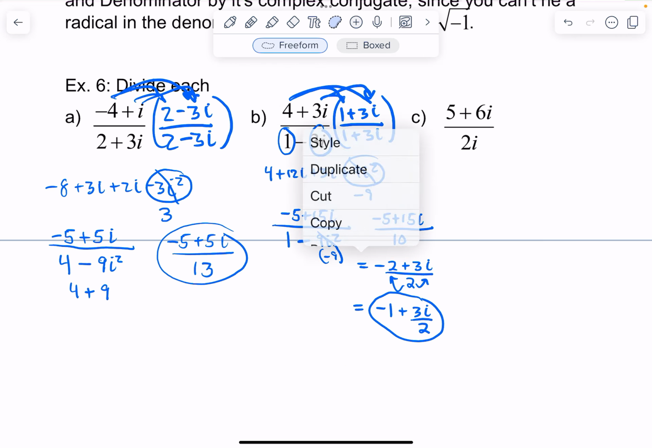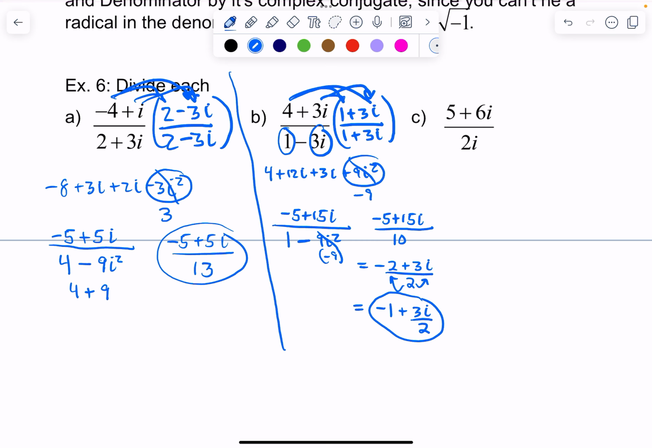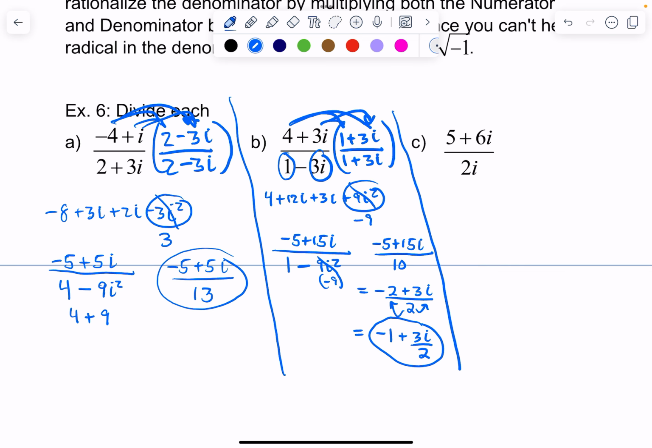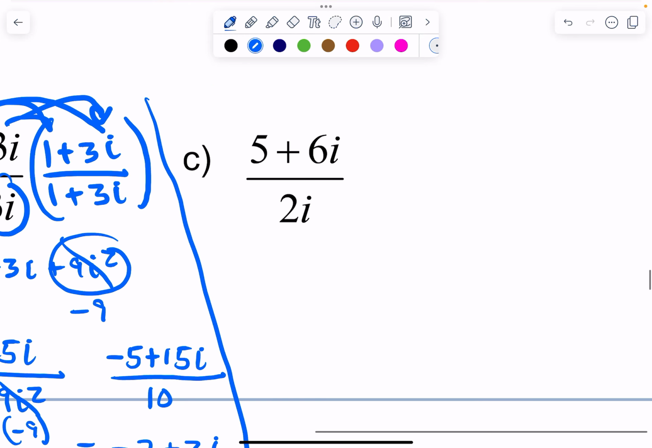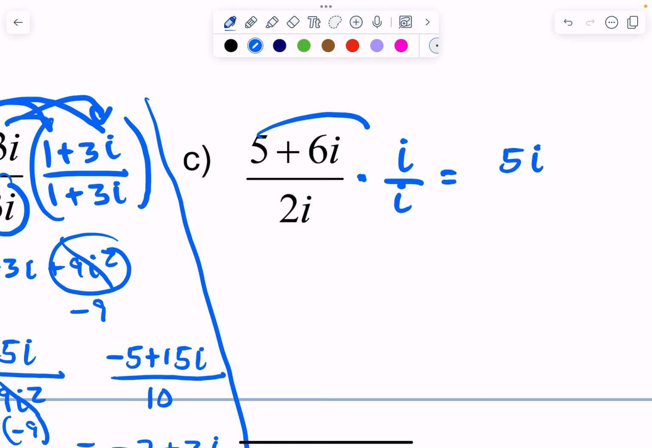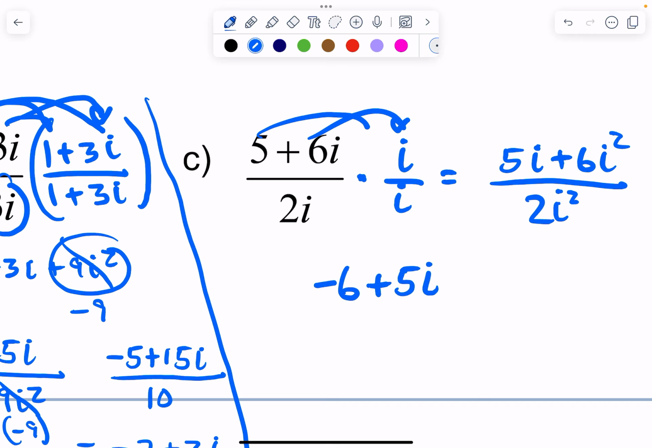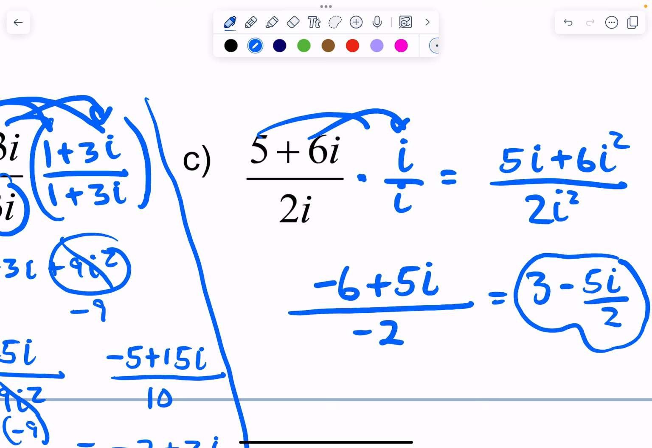And then sometimes they'll just give you one term, just an imaginary unit in the denominator. Don't make a mountain out of a molehill. How do I get rid of an i? Let's go ahead and multiply by another i. You don't have to worry about the 2. So I've got 5i plus 6i squared over 2i squared. So that's going to give me negative 6 plus 5i over negative 2, which will give me 3 minus 5i over 2. Remember that negative 2 distributes to the negative 6 and the 5i.